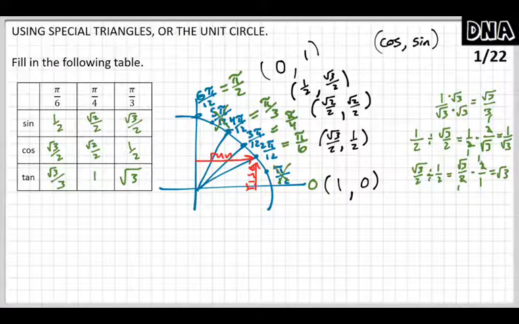So that's a mini trig table, people. Some people memorize this. It's up to you. You can memorize that. I didn't. This is what I remembered. I remembered my unit circle.